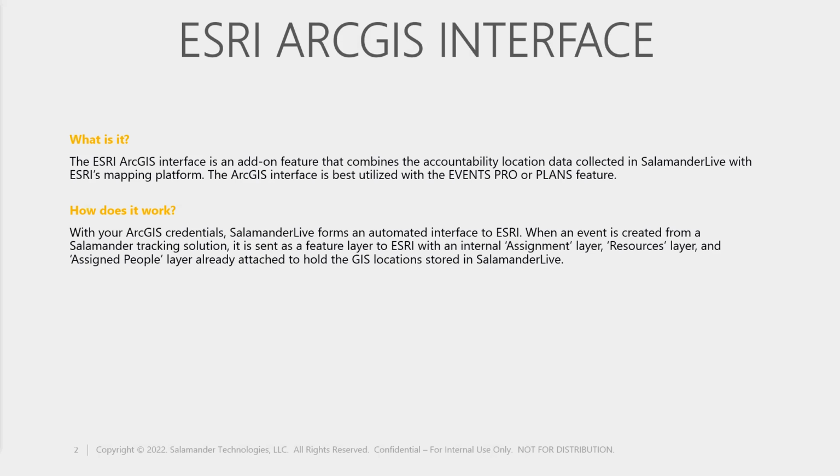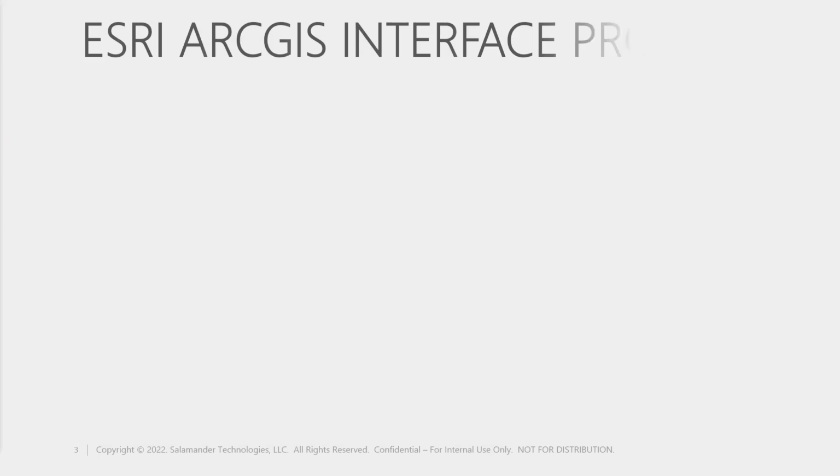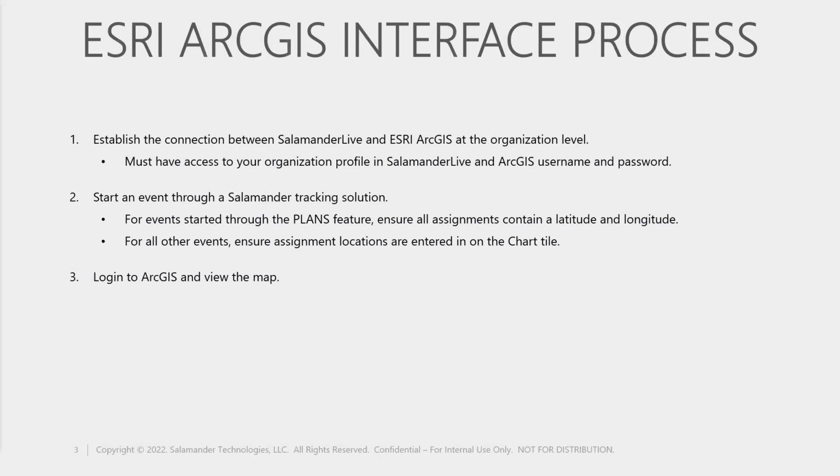So there are 3 layers that you're going to see when we go through the map. There's the assignment layer, the resource layer, and the assigned people layer. Now, if you're unfamiliar with ArcGIS layers, it's essentially a collection of geographic data which references a source. In this case, the source is SalamanderLive, and that's only once you've made that connection. So the connection has to be established first. Let's talk about that process and that connection.